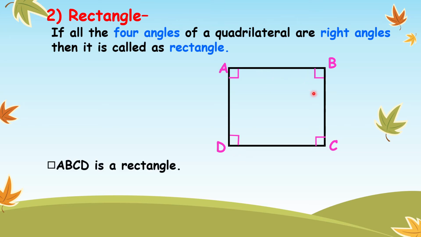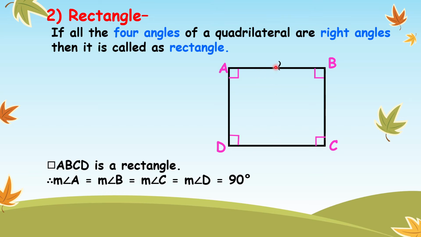So quadrilateral ABCD is a rectangle. If the quadrilateral ABCD is a rectangle, then we say that angle A is equal to 90 degrees, angle B is equal to 90 degrees, angle C is equal to 90 degrees, and angle D is equal to 90 degrees. Every rectangle is a parallelogram. Properties of a parallelogram are satisfied by a rectangle. The first property is that opposite sides of a parallelogram are congruent to each other.